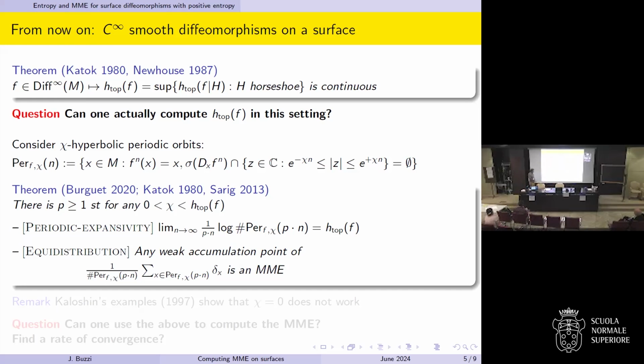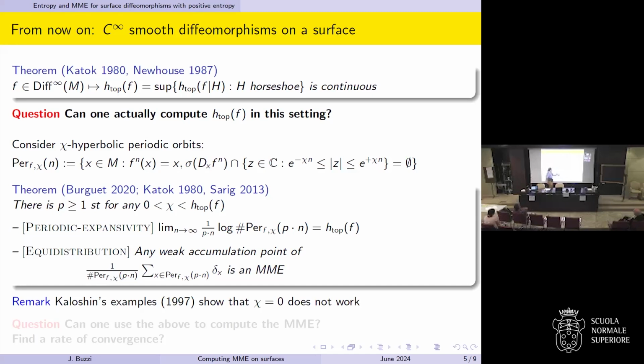There is a possible period that appears, which makes the correct statement a little bit more complicated. And then, when you do like Misiurewicz, what you obtain in the limit is that any accumulation point will be a measure maximizing the entropy. So it's the first way to access these. Chi has to be reasonable. So chi must be positive. And then you should have periodic points.